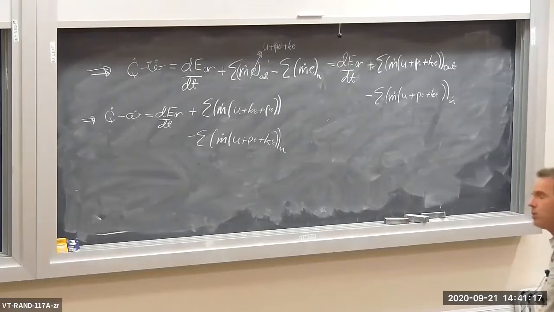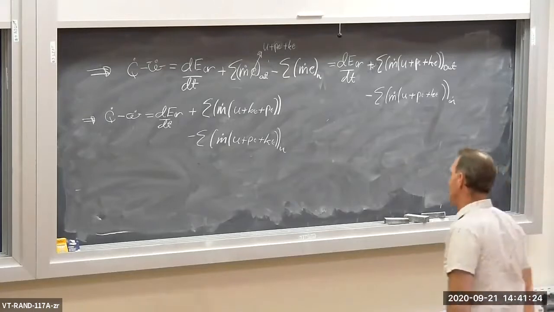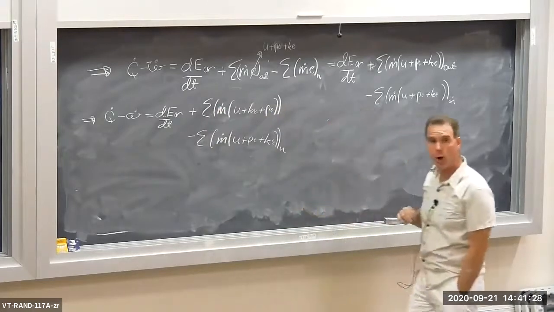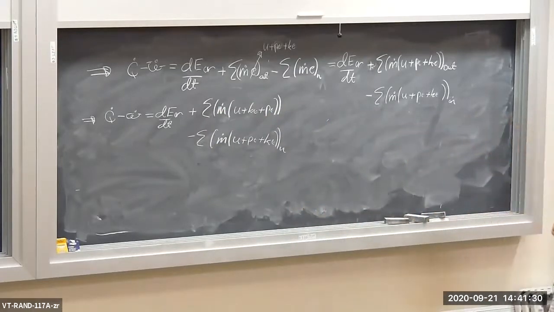That would be the closed system energy balance. So the open system energy balance reduces to the closed system energy balance when there are no mass flows across the system boundary. We would hope that it did. Okay.